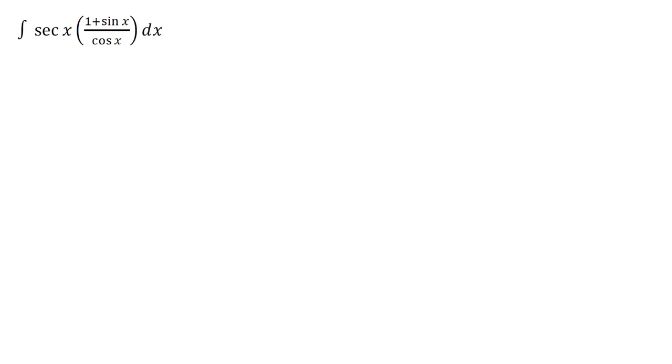All right, for our next one here, we've got the secant of x times 1 plus sine of x over cosine of x. And so that's clearly not in a nice, easy to integrate form. So let's see what we can do with this. Let's leave the secant as it is, and then figure out what's going on with the stuff inside the parentheses. 1 over cosine would just be secant, and sine over cosine would be tangent.